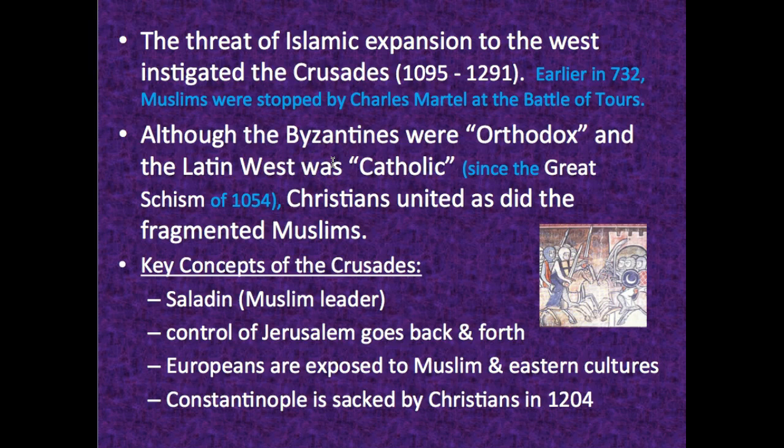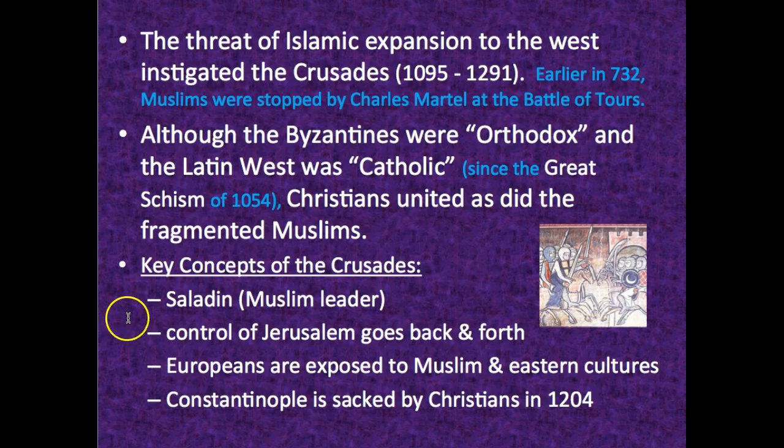Although the Byzantines were Orthodox, the Latin West was Catholic. This leads to the Great Schism of 1054. The schism was where the Pope of Rome excommunicates the Patriarch of Constantinople. The Patriarch then excommunicates the Pope of Rome, and you have the split of the Eastern Orthodox Church and the Roman Catholic Church. Christians were not as united. The Roman Catholics united, as did the fragmented sects of the Muslims like the Sunni and Shia, but you didn't have this large uniting of the Christian faith.